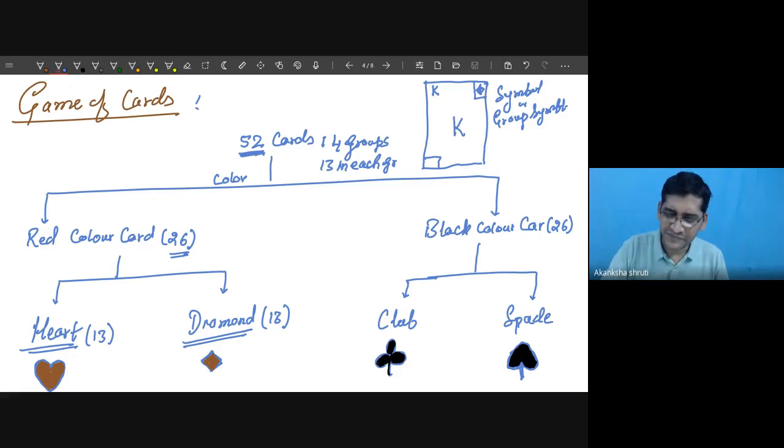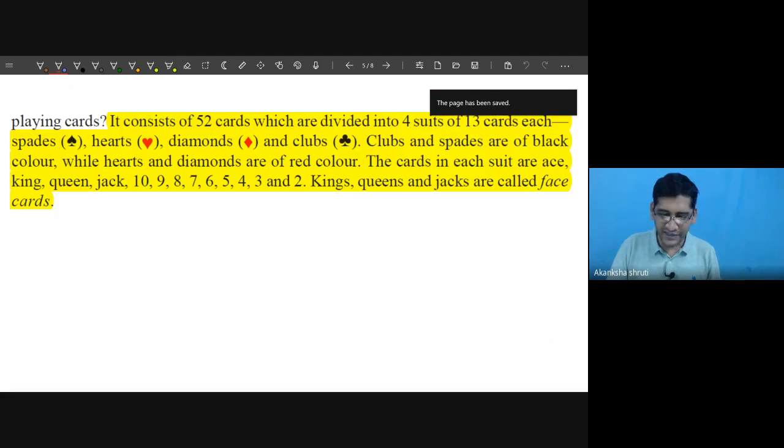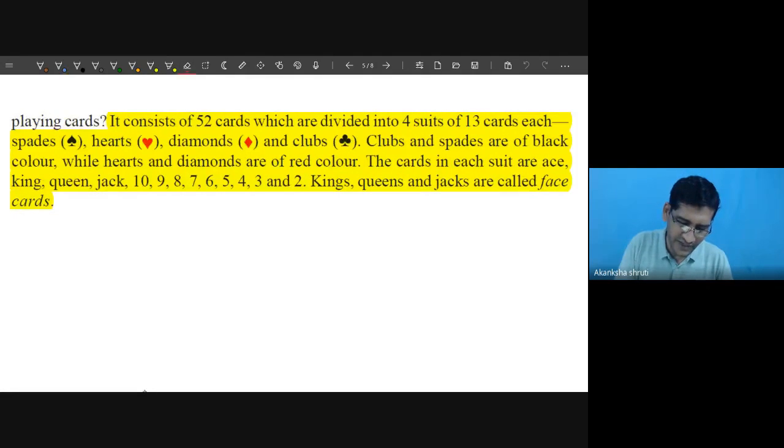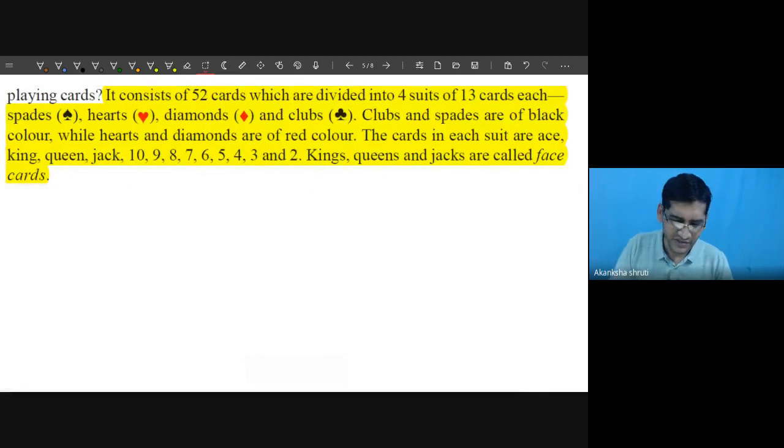It is one thing. Okay, student. So this was all about the concept in addition to what we had learned in our class 9th. Student, the same thing is also written in your textbook, but in a very concise manner that I had explained. It was this one. See? So 52 cards, which are divided into the 4 groups or 4 suits of 13 cards each: spade, heart, diamond, and club. Club and spade are black color, while heart and diamond are red color. The cards in each are king, queen, jack, 10, 9, 8, 7, 6, 5, 4, 3, and 2. One is equivalent to ace. King, queen, and jack are called the face cards. It is the summary of the explanation I have given.